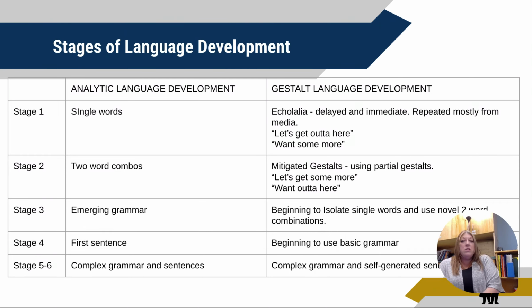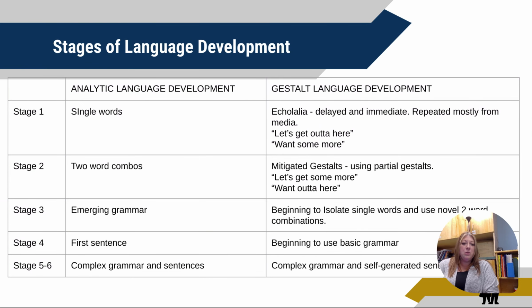So in stage 1, they tend to start out with a lot of echolalia, both delayed and immediate, and we'll get into what that is a little bit more later. Like I said, most of it's repeated from some form of media. Some examples of scripts they might use are like, let's get out of here, want some more, things they've picked up from different things that have some kind of meaning for them.